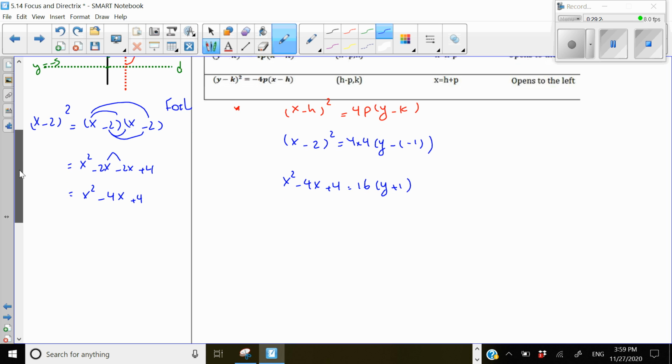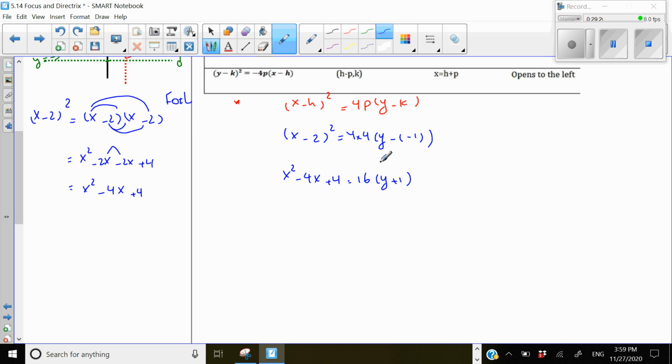Now I just need to write this in the standard form. That means have the y by itself. Divide both sides by 16. Now I'm just going to separate the terms with the denominator that I have here in this way. X squared divided by 16. So each of these terms are going to be divided by 16. Minus 4x by 16 plus 4 divided by 16.